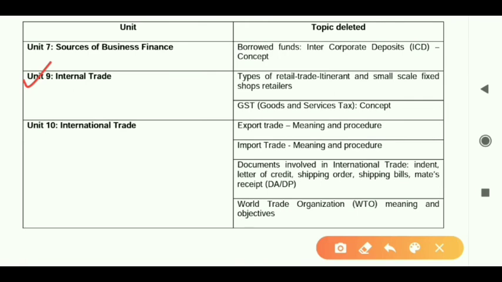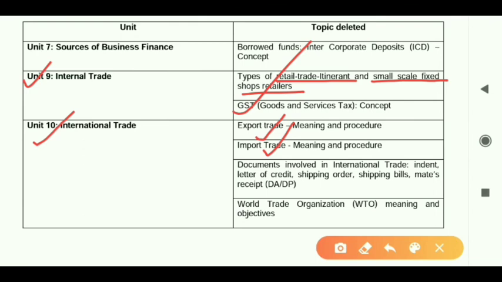Moving on to unit 9, we are not going to learn about the types of retail trade, itinerants and small scale fixed shop retailers. And also we are not going to learn about the GST concept. And lastly, in chapter 10, we do not have in our syllabus the import trade procedure and export trade procedure. Still, the meaning of import and export we have learned in chapter 1, but the proper meaning and the procedure are removed from our syllabus.